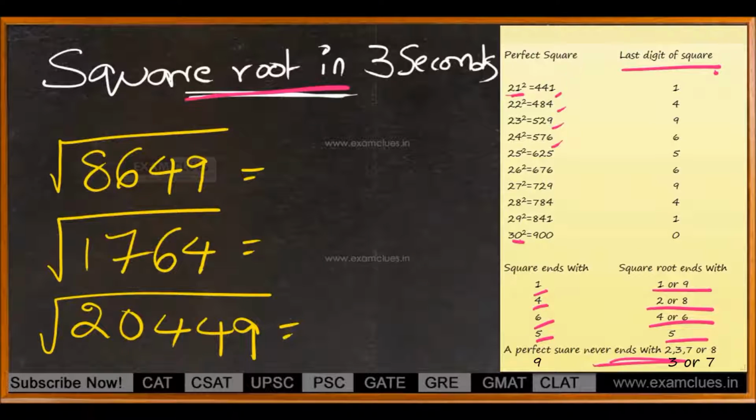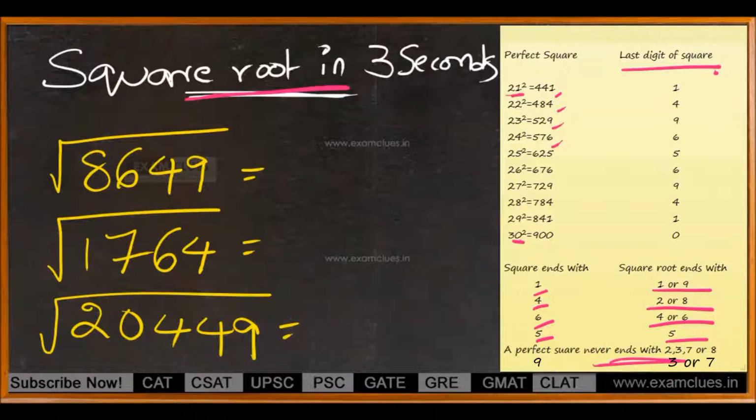There are two steps you need to understand to answer square root questions in just 3 seconds. Step 1: whenever you find a 4-digit or a 5-digit number, to identify the last digit you just need to consider the last digit of the given number, and that will tell you the last digit of the square root. The second step is to cancel the last 2 digits and see what is remaining. Consider the number whose square is the highest square just less than the remaining part.